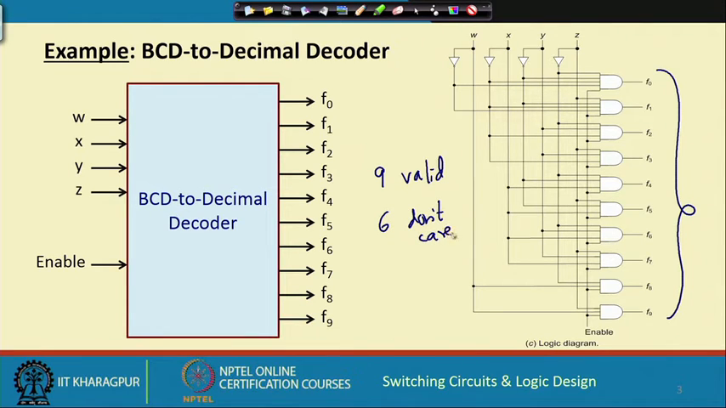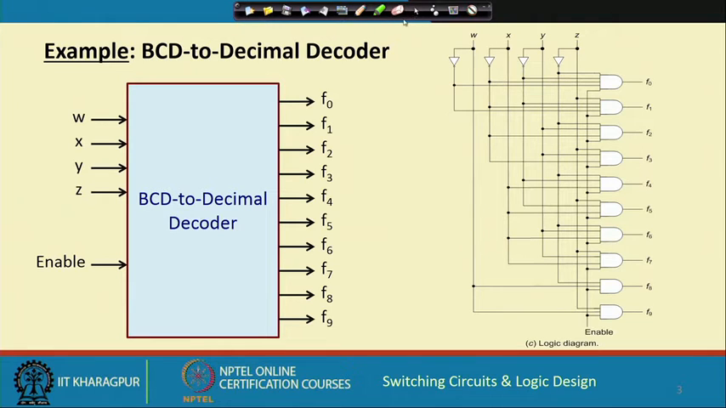So, when you do a minimization, these do not care inputs also will result in the cancellation of some of the terms. So, I am showing just the final realization, okay? I am not showing you the steps of minimization. So, this is another kind of a decoder that we use in some designs, BCD to decimal decoder.